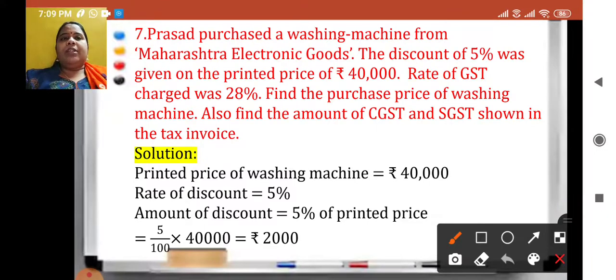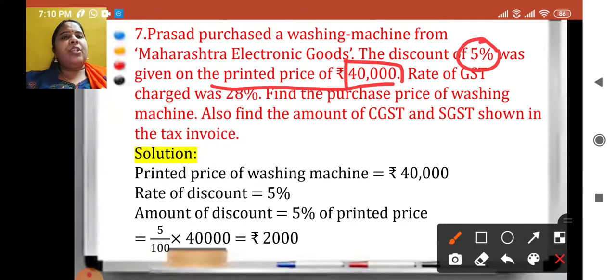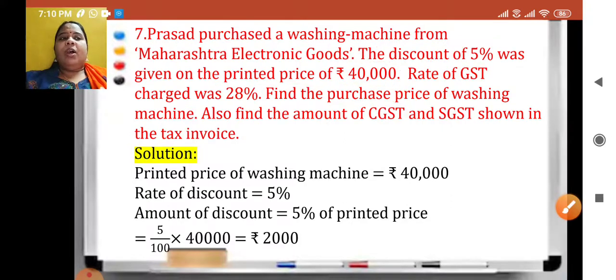Now two things to understand in this. The printed price is 40,000. Is this the amount on which this person will purchase it? No. Why? Because it is told a discount of 5% will be given. So the taxable amount is not 40,000 in this. That we need to calculate. Try to understand again. When you go to a shop to buy something, if the shopkeeper tells you that he is going to give you 5% discount, what does it mean? Whatever is the price of that product, from that you calculate 5% and subtract it. That will be the amount which you need to pay.